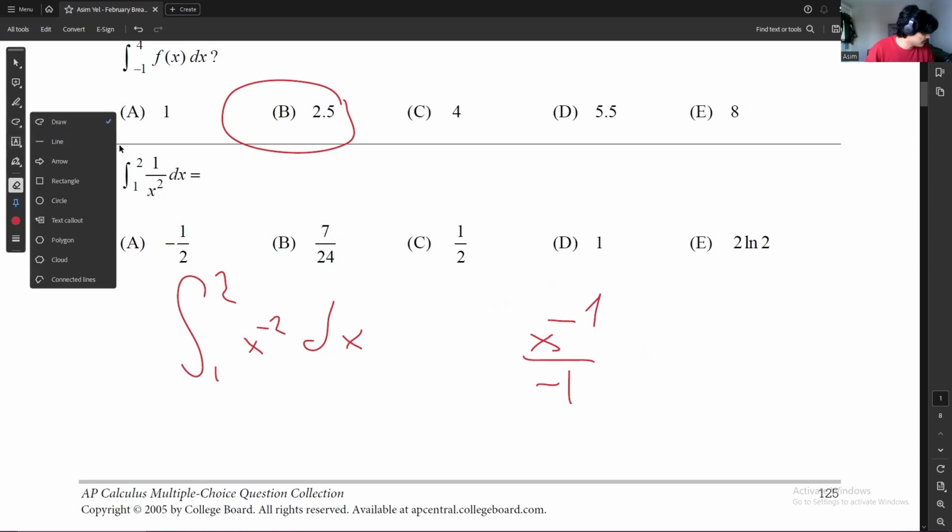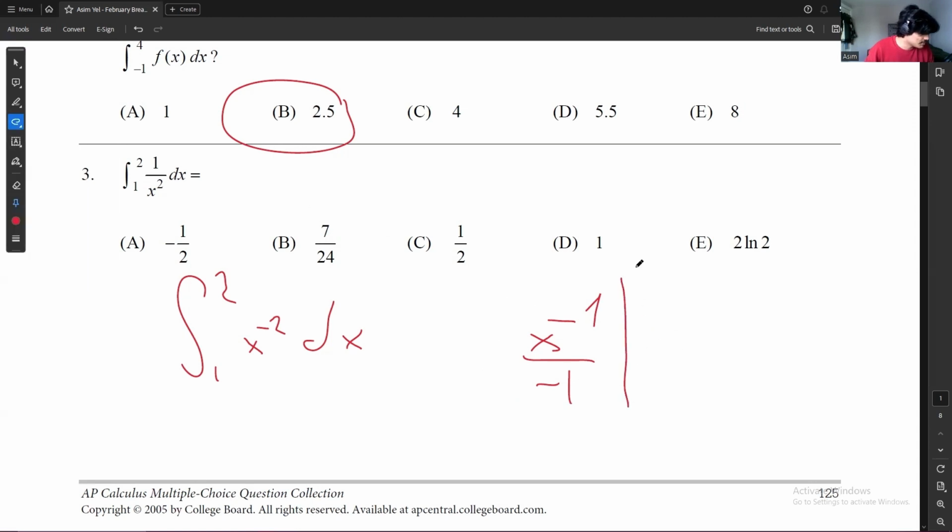This is our integrated function, and we're just going to solve from 2 to 1. After this definite integral, we're going to plug 2 inside this function. After that, we're going to subtract and plug 1 into this function. All right, so let's make this look prettier, by the way.